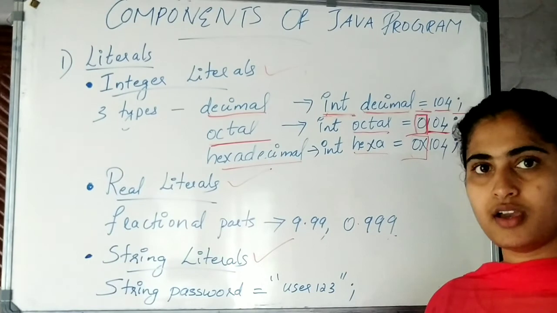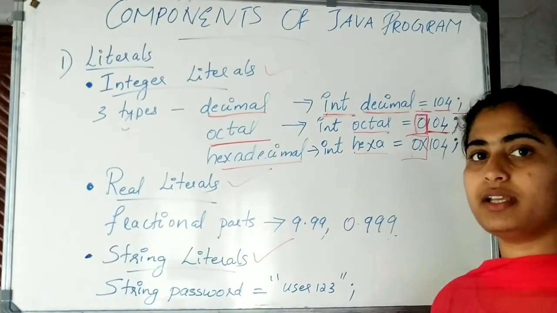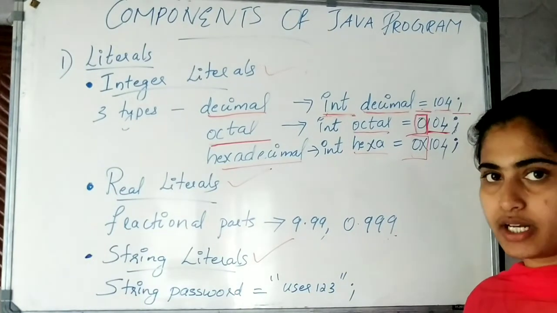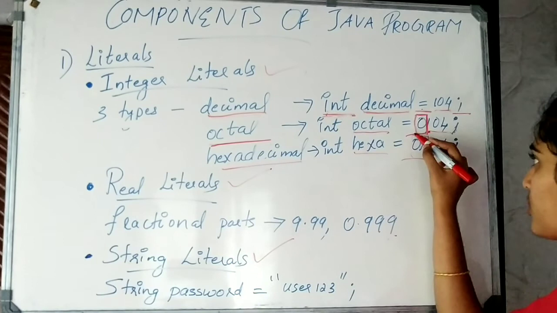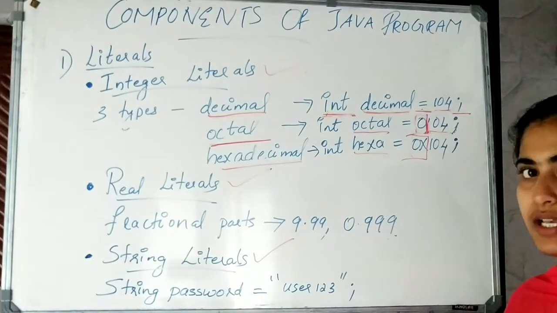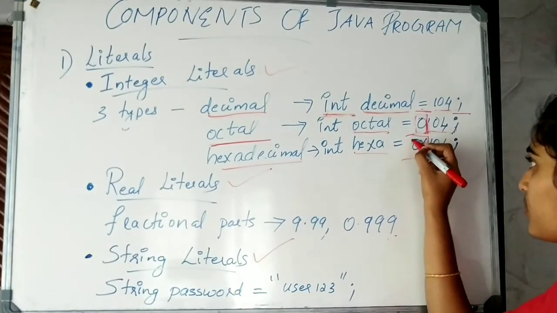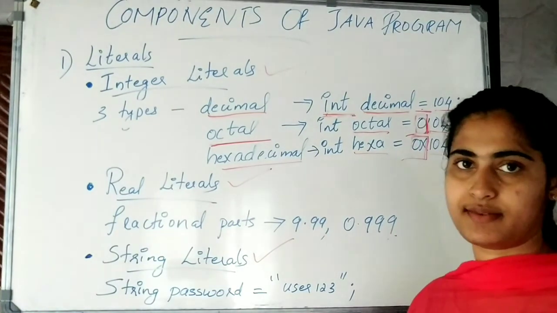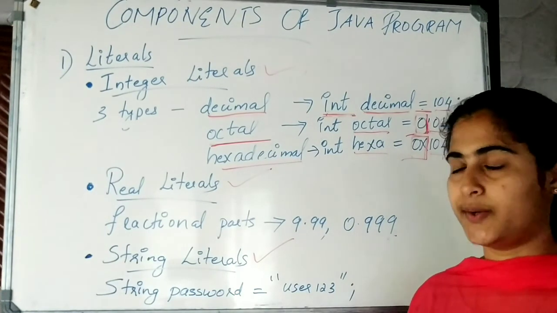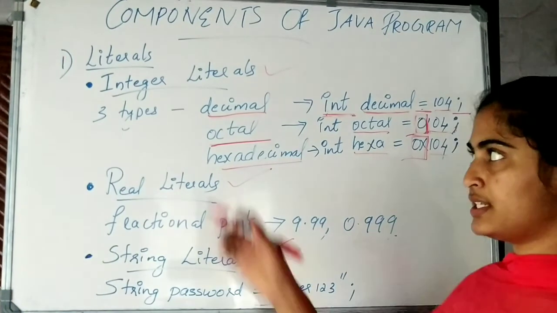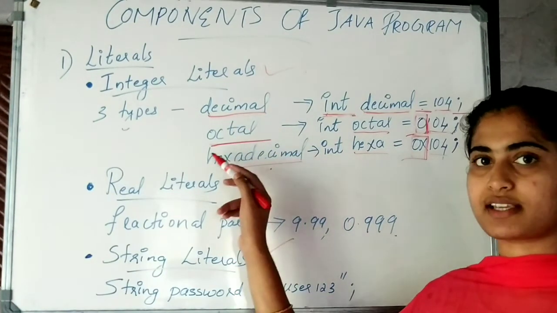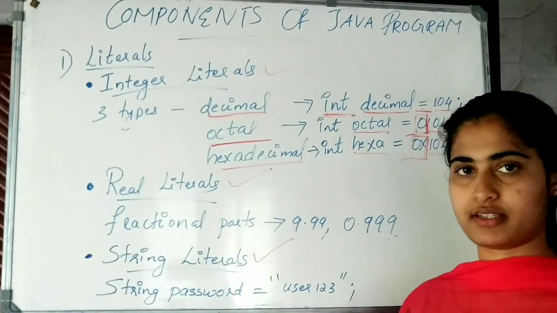Once again, if you are entering a decimal number, you can simply enter that particular number. But if you want to represent an octal number, before that number you have to enter the prefix 0. And if you are representing a hexadecimal number, before that number you have to enter the prefix 0x. Hope you are clear with what I have said. This is about integer literals. Integer literals are of three types. First one is decimal, second one is octal, and third one is hexadecimal.